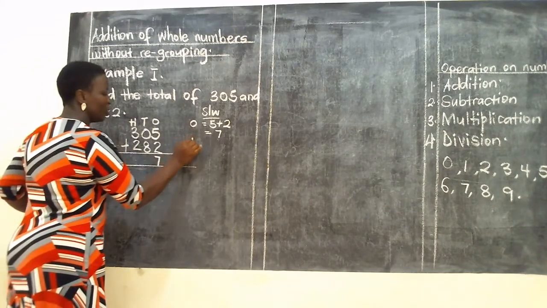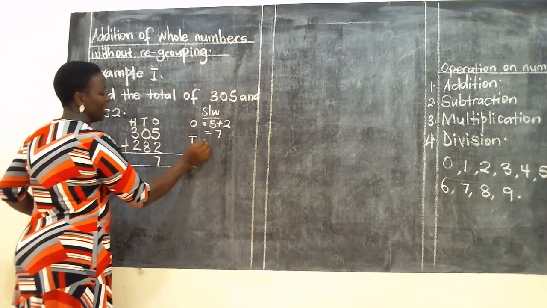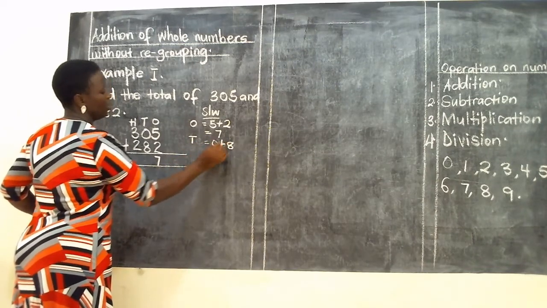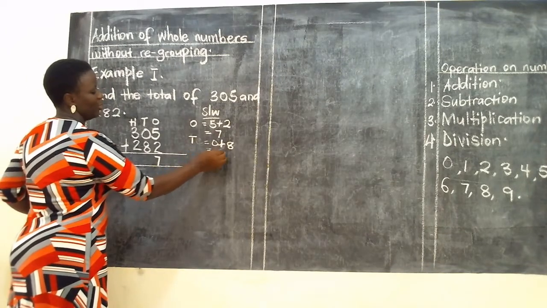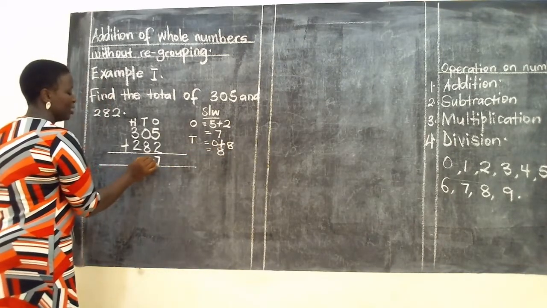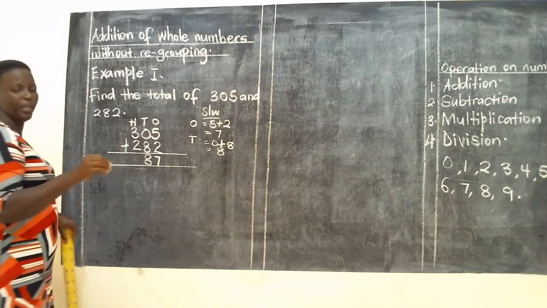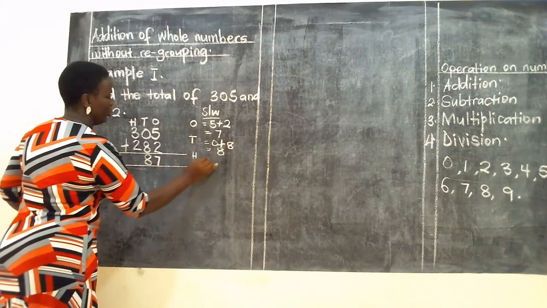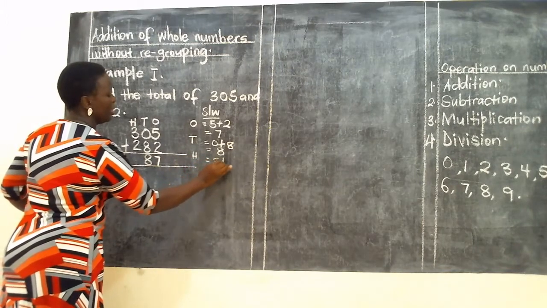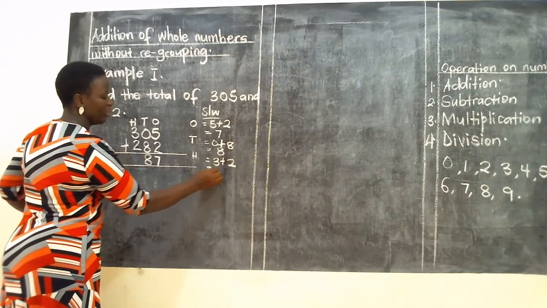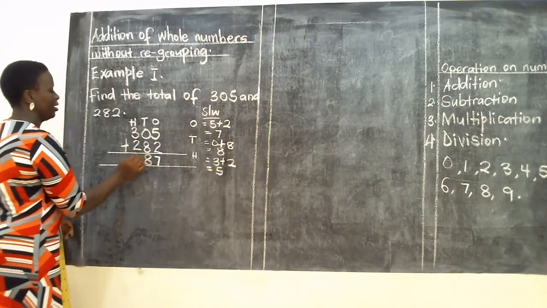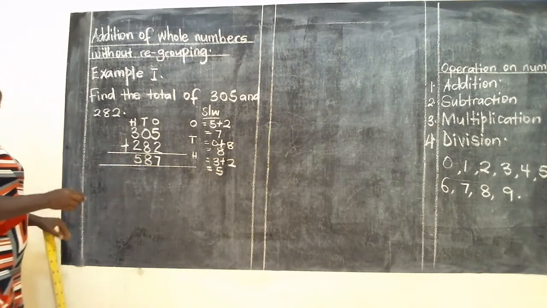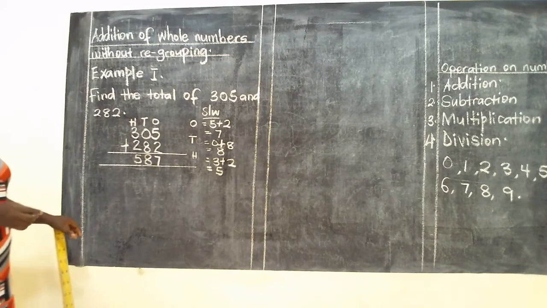So in the tens place value, we have there 0 plus 8. 0 plus 8 gives us 8. So in the tens place value, we shall write our 8. Lastly, in the hundreds place value, we have there 3 plus 2. And 3 plus 2 gives us 5. So we write 5 in the hundreds place value. And this comes out to be our answer, or our sum.